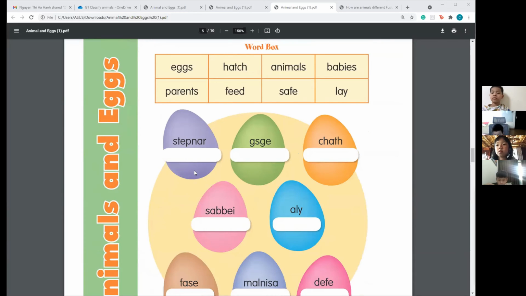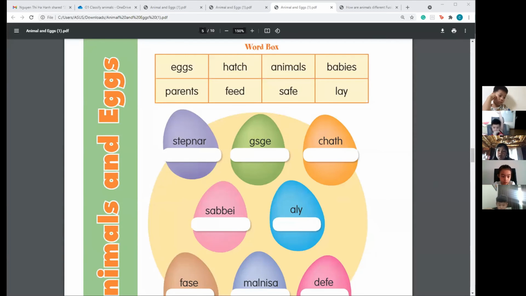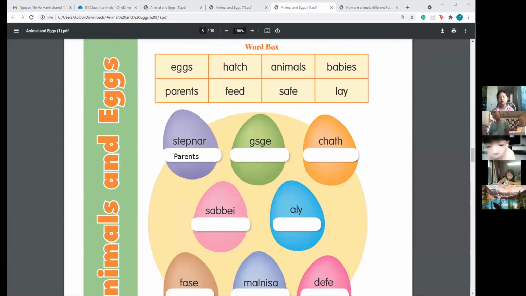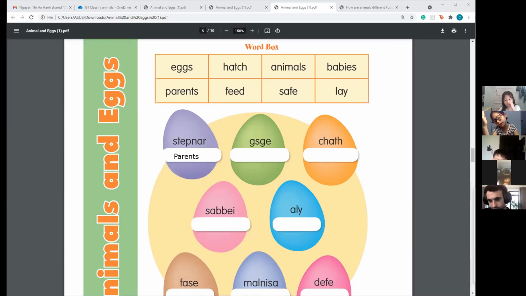First egg, stepnar. Can anyone get this first word? Stepnar. What's the word? Parents. Very good. Anyone know? See if you guys can unscramble it.